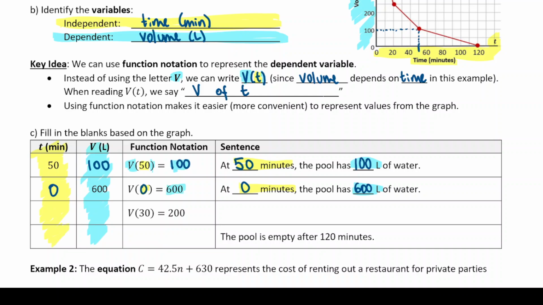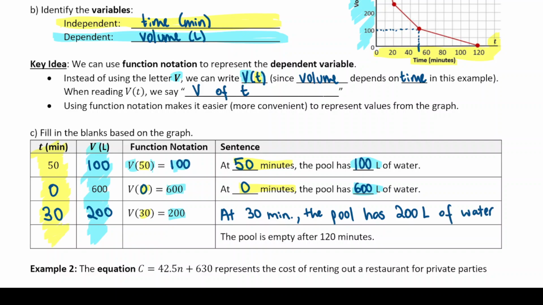Okay, here we have some function notation. I would encourage you maybe to pause the video here and try the last two on your own. Okay, so here our input is 30. When we input 30 minutes, the output is 200 liters, and we can see that on the graph as well. So at 30 minutes, the volume is 200 liters. We can write that in words. At 30 minutes, I'm going to write min for short, the pool has 200 liters of water.